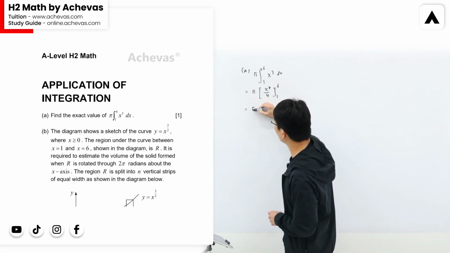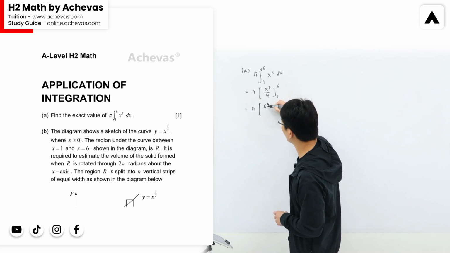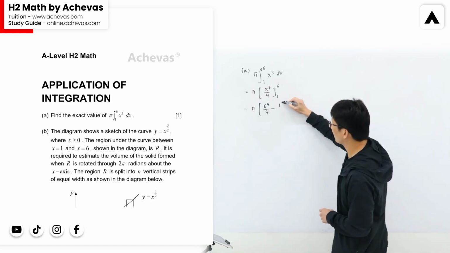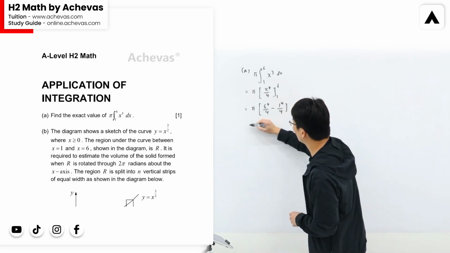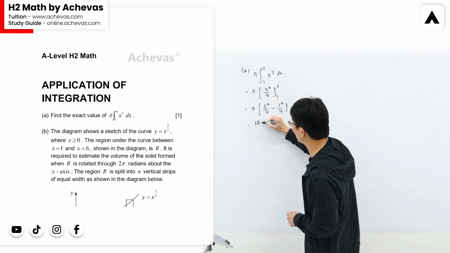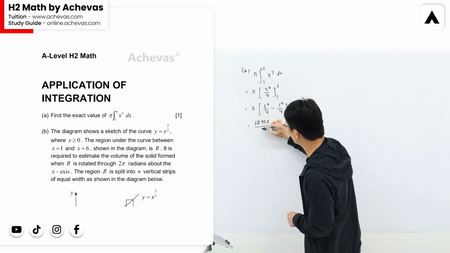And subbing in the limits, we have pi times 6 to the power 4 over 4 minus 1 to the power 4 over 4. And pressing this into the calculator, we have 1295 pi over 4.